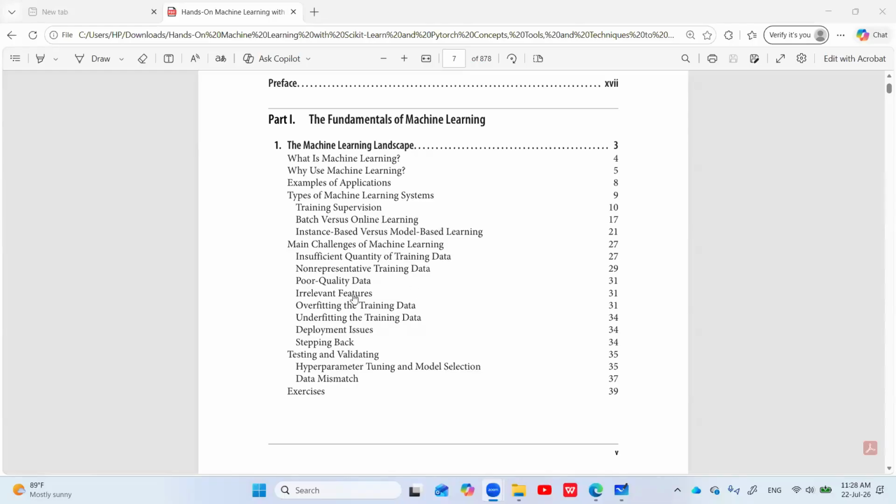We will also discuss the main challenges of machine learning: insufficient quantity of training data, non-representative training data, poor quality data, irrelevant features, overfitting, underfitting, deployment issues, and also testing and validation. There we will learn hyperparameter tuning and model selection, data mismatch, and after that there will be an exercise to check whether we have understood the material. Okay, that is part one.